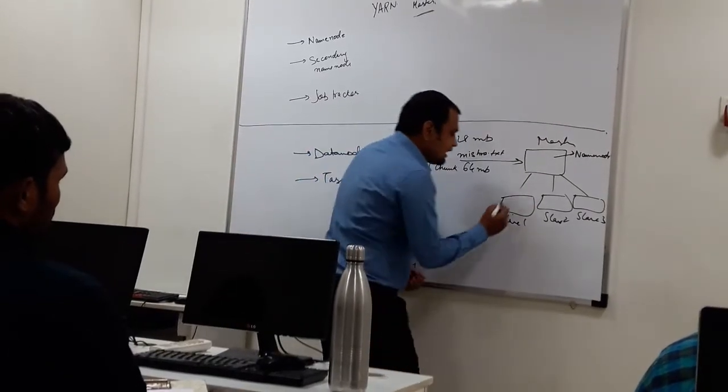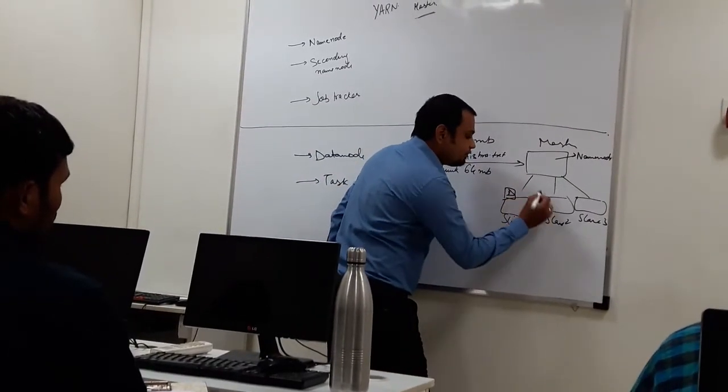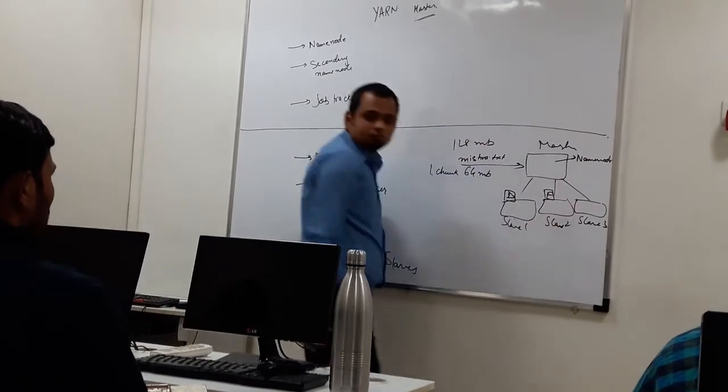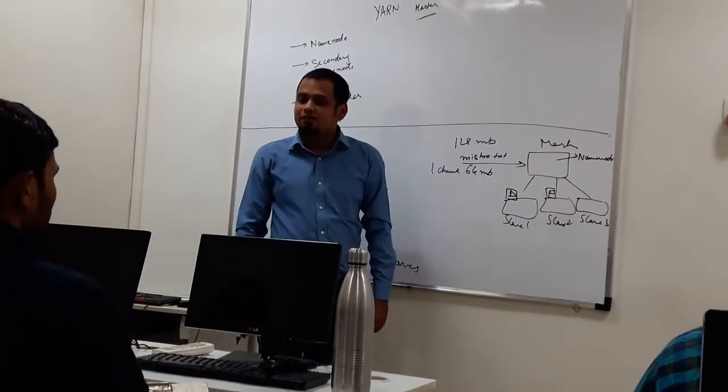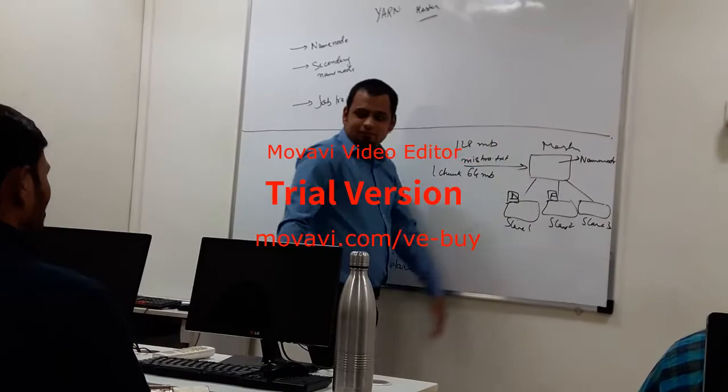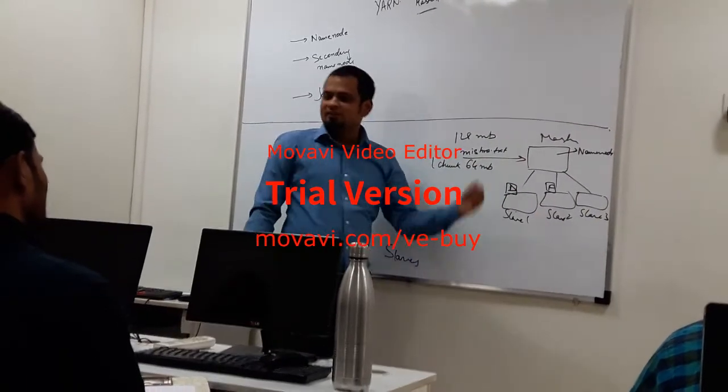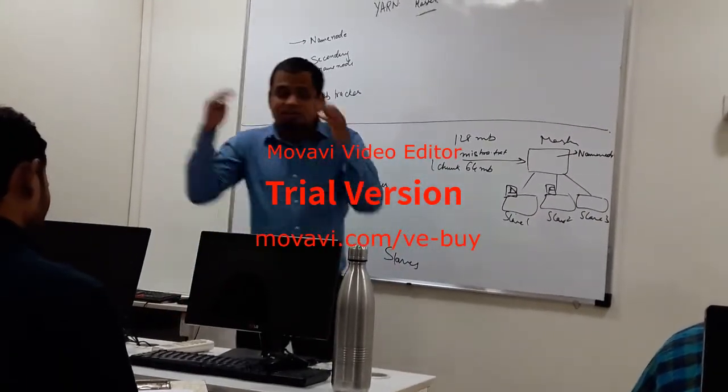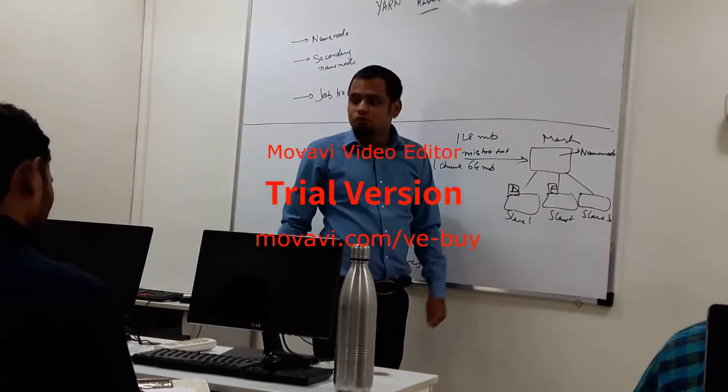Suppose the chunks are D and F. D is stored on a particular slave 1 and F is stored on a particular slave 2. Now this information has to be kept by the name node.